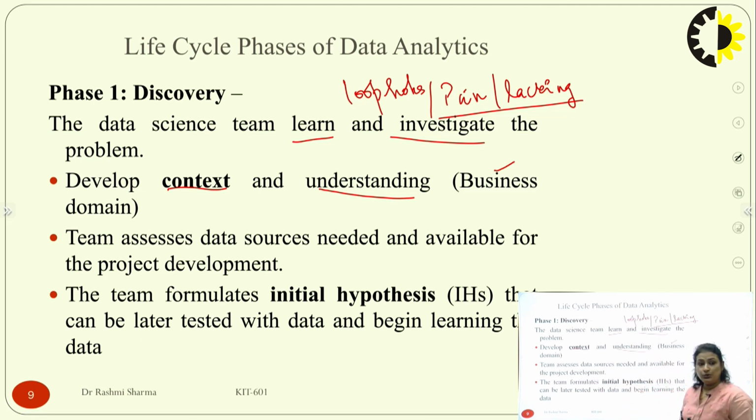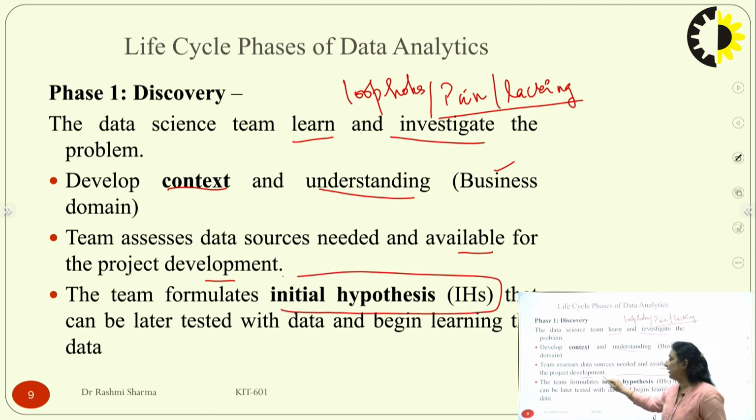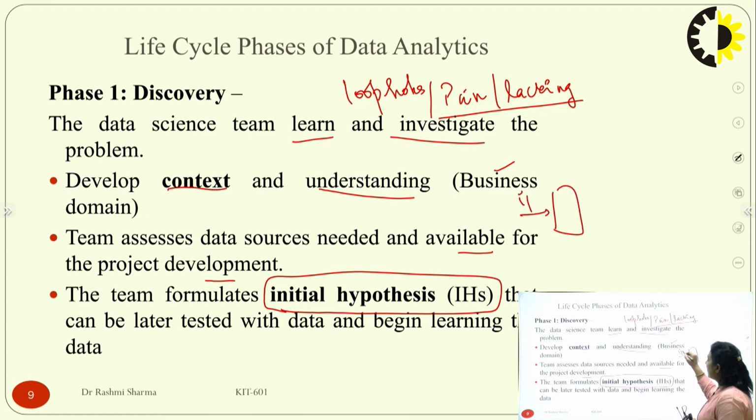The team assesses the data sources, from where they are getting the data needed and available for that project development. So we should know from where we are gathering the data and how we can get it. When we are getting that data, definitely we have to check its reliability, or whether that data is viable for my system. Then the team formulates the initial hypothesis, that is IH, which is the basic thing done here. When we hypothesize, we are stating what the inputs to this system would be which directly affect the output of the system.